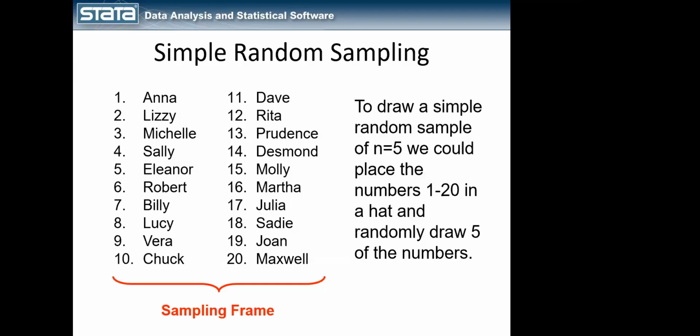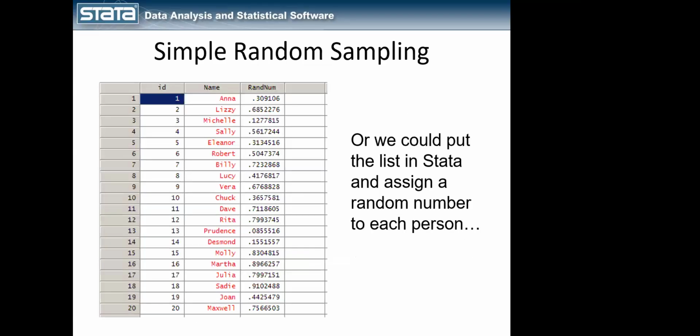So let's say that we had a sampling frame of these 20 people. We have 20 names and we want to draw a sample of size 5 from this sampling frame. One way I could do this is to just put the names on a piece of paper, throw them in a bowl, shuffle them around, and then draw 5 pieces of paper out. That would be an old-fashioned way to do it.